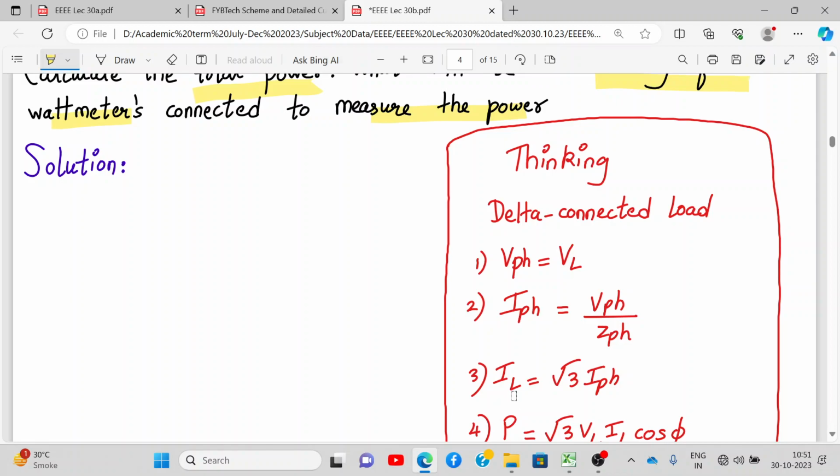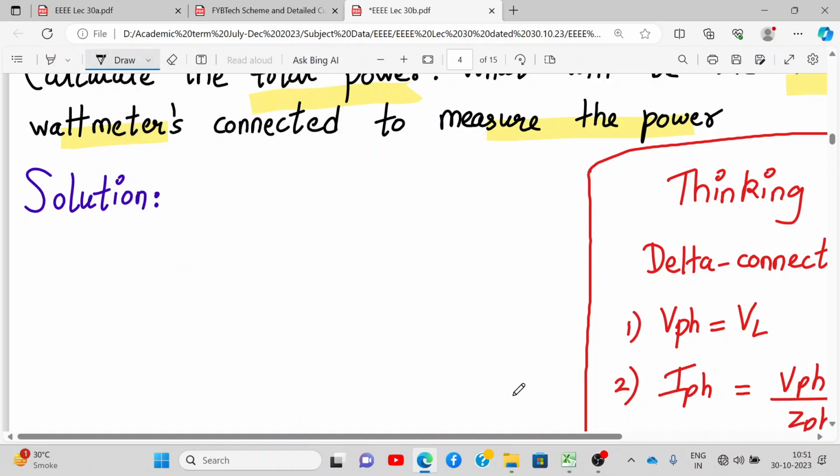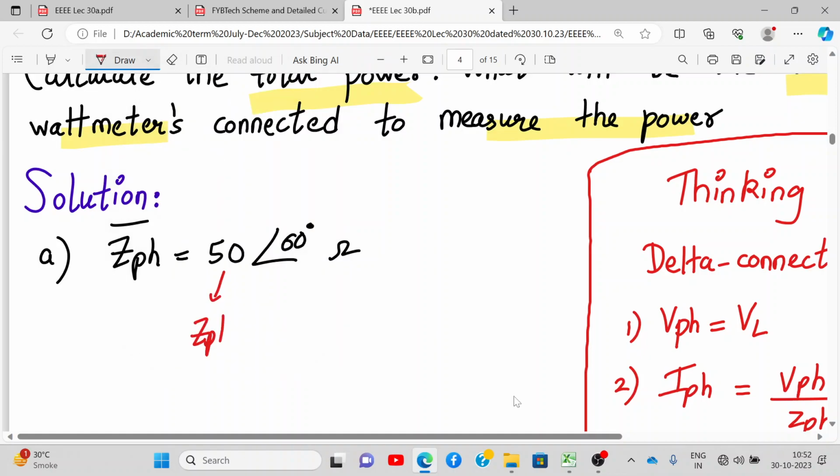First, write down the given data. So the first step is the given data, Z phase. How much is it given? 50 angle 60 ohms. Now tell me what is phi? Z phase is 50 angle 60 degrees, so from here we get the value of phi as 60 degrees.